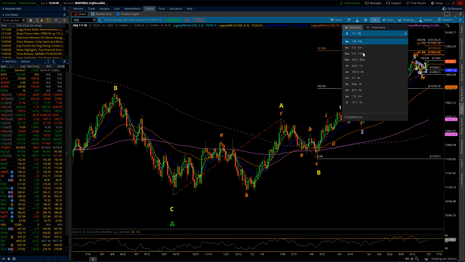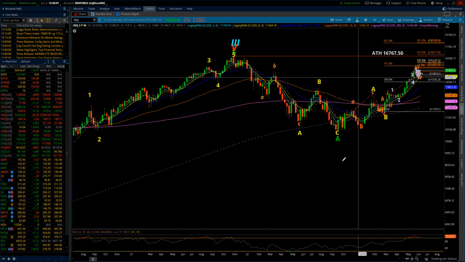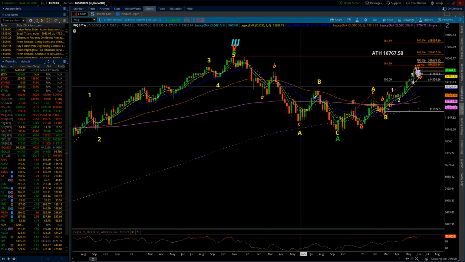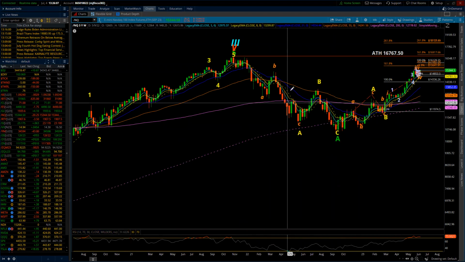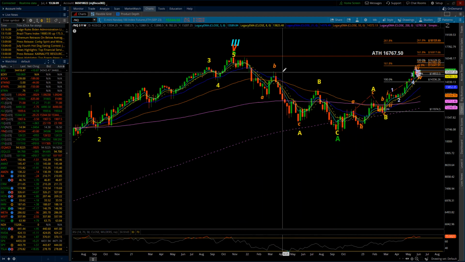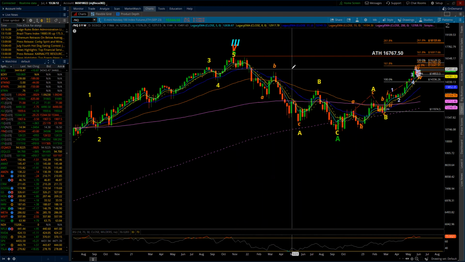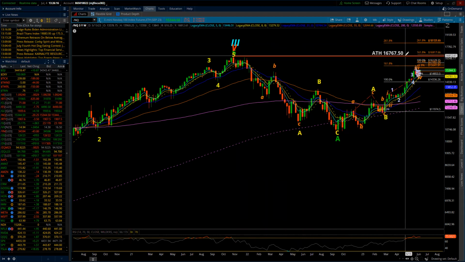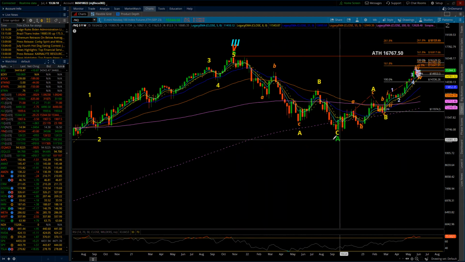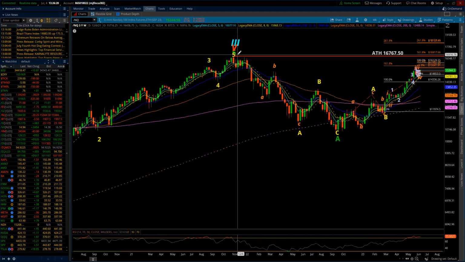And what I do to get that is I put the retracements for all of primary A. So it's already exceeded the 0.705. So next up would be the all-time high at 16,767.50. That is where primary wave B would be equal to primary wave A.